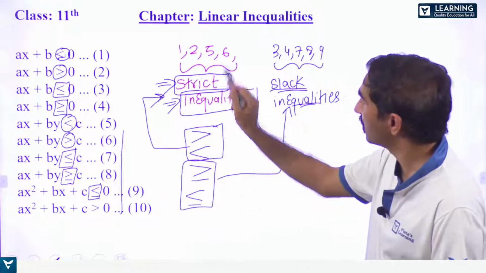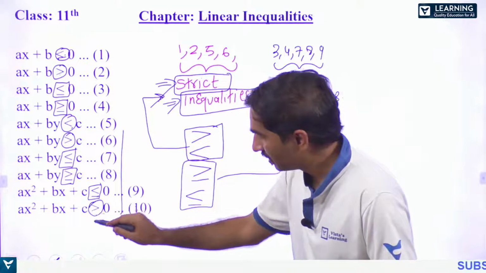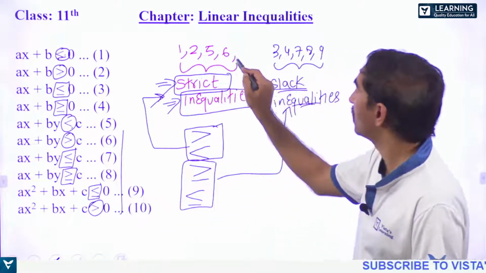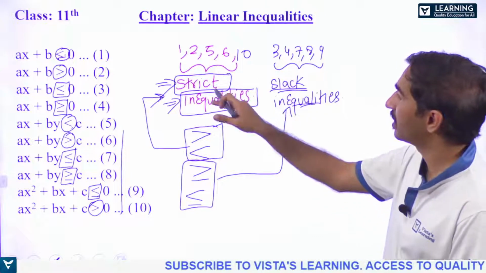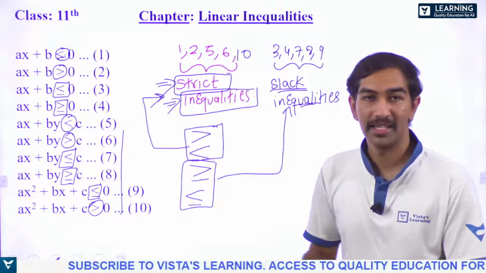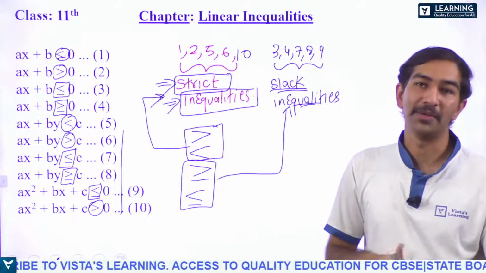Here I think I missed out number 10. See here, it also has only a greater than symbol, so here also you can write number 10. So 5 on this side, slack, 5 on that side, strict. Alright, make a note of this. You can pause the video.